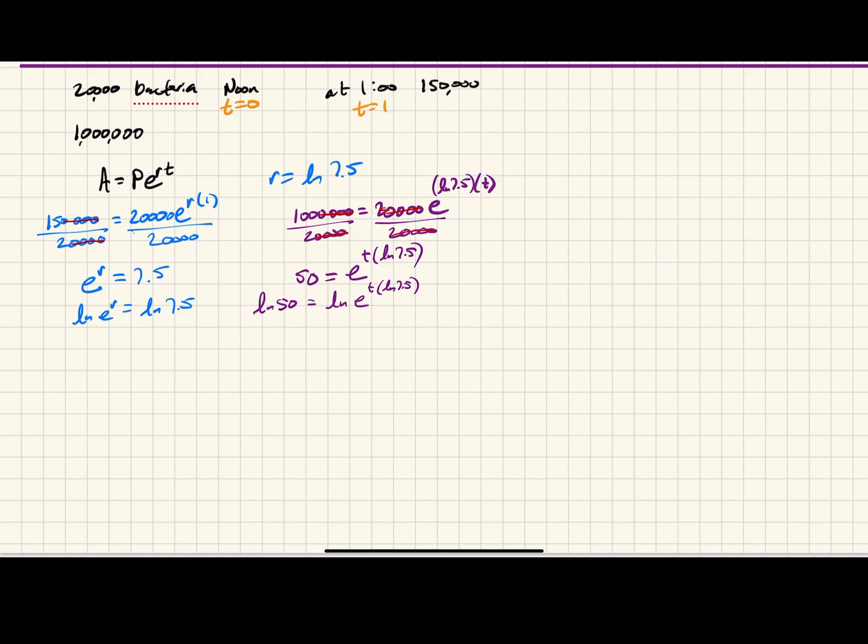So here we go. On the left, I'm going to move this over to the left, we'll have just T times the natural log of 7.5, right? The natural log of e raised to a power equals the natural log of 50. So T is going to be the natural log of 50 over the natural log of 7.5.